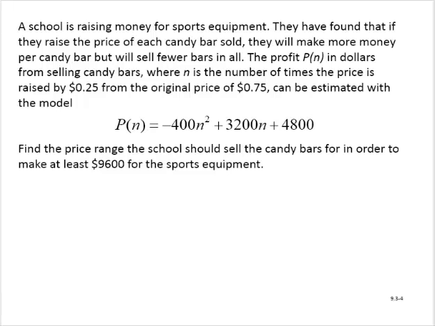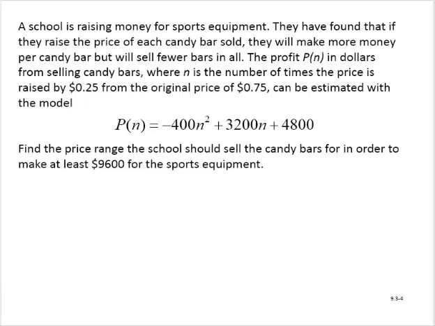A school is raising money for sports equipment. They have found that if they raise the price of each candy bar sold, they will make more money per candy bar, but will sell fewer bars in all. The profit P of n in dollars from selling candy bars, where n is the number of times the price is raised by $0.25 from the original price of $0.75, can be estimated with the model P of n is equal to negative 400 n squared plus 3,200 n plus 4,800.